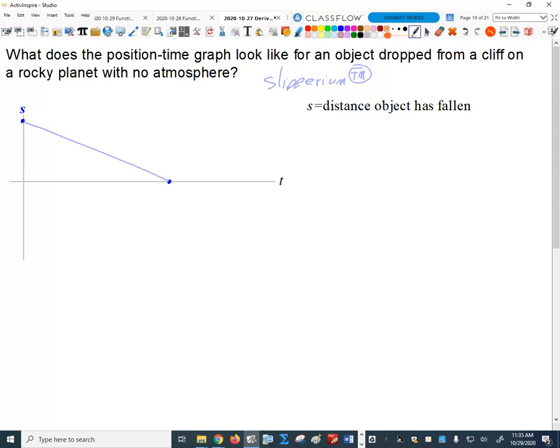So this would imply here that when we're halfway to the ground, it's taken half the time. So I'm not buying it. That's not consistent with what we see on Earth, right? So I want a different answer for that one. There we go.